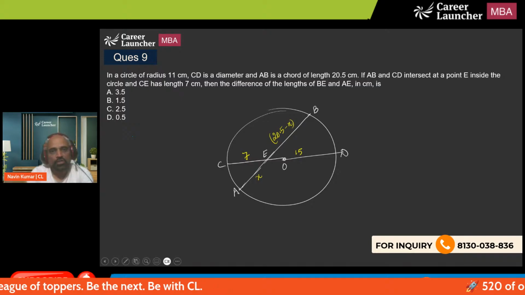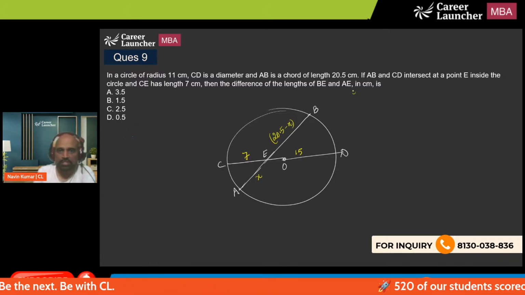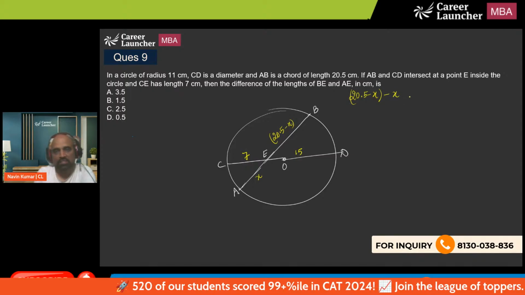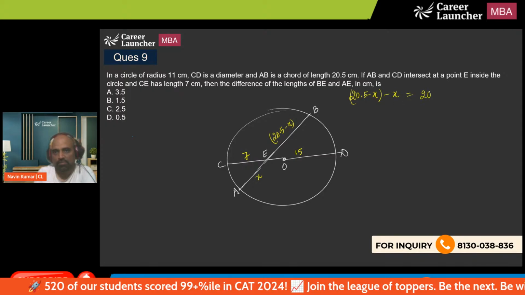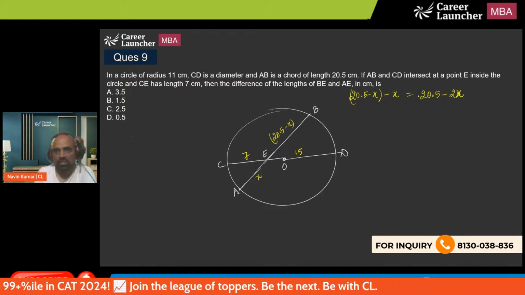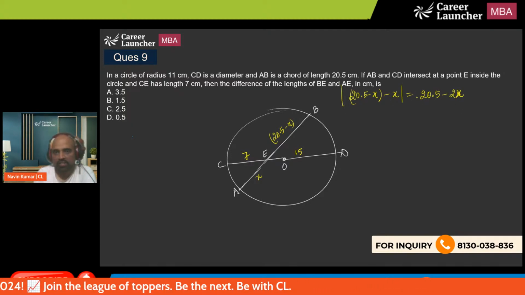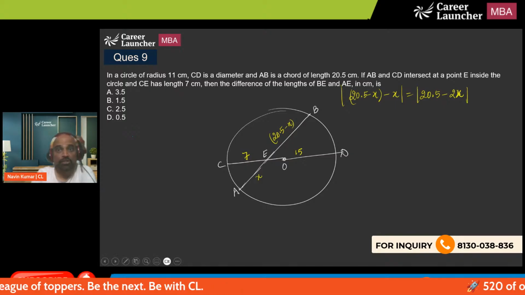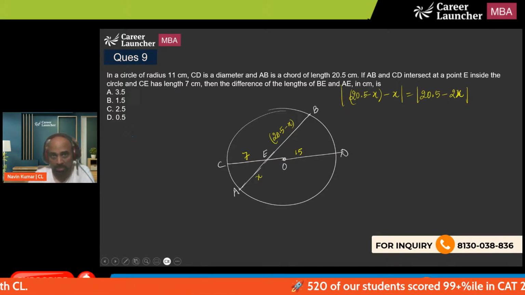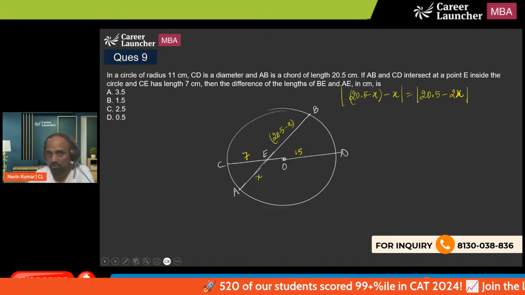Find the difference of the lengths of BE, which is 20.5 minus X, and AE, which is X. So basically, we need to find out what is 20.5 minus 2X. Let's take the mod, because I do not know right now where A is. Is A here or above? So we don't know this.